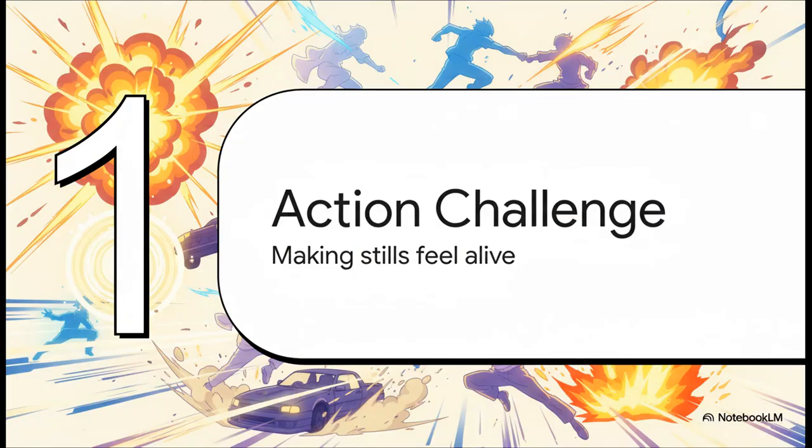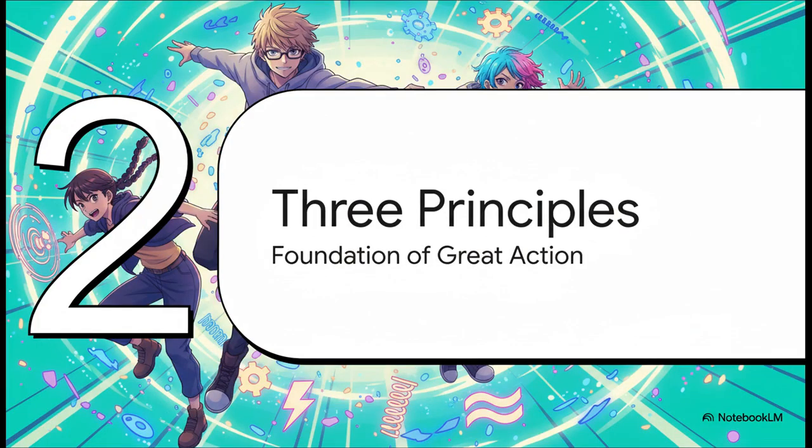You know, the main job of any storyboard artist is to somehow make a bunch of still images feel like they're moving. We're talking fights, chases, you name it. This is where AI can be an absolute game changer, but only if you know how to talk to it, how to guide it with the right language. To get those great results, we first have to understand the foundations that animators have been using for decades. So let's look at 3 principles that are, and I mean this, the absolute bedrock of any great action sequence, whether you're drawing it by hand or generating it with an AI.